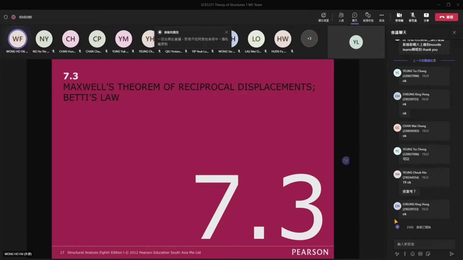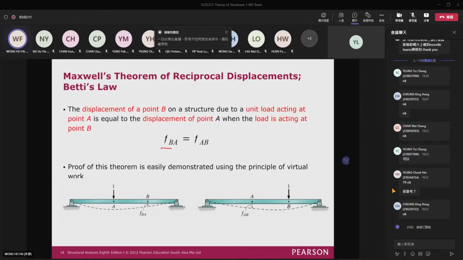In order to make your life easier, there is the so-called Maxwell's theorem, or reciprocal displacement, or Betti's law. For this law, it means that FBA is equal to FAB. Physically, it means that the deflection at B due to the loading at A is equal to the deflection at A when the load is applied at B. This reciprocal rule gives you less burden, because once you calculate FBA, you automatically can find FAB.